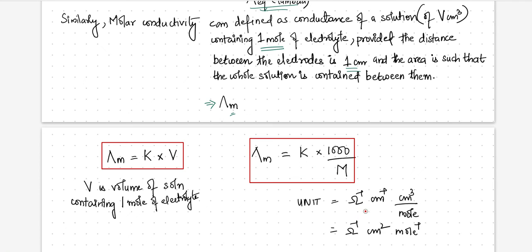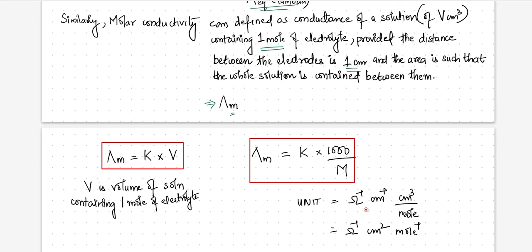Again, if you try to write the units, the conductivity unit is per ohm per centimeter. This is 1000 centimeter cube divided by molarity. Therefore, we are talking in terms of mole. So the units reduce to per ohm centimeter square per mole. You can write this as Siemens also, and when it is converted to SI units, you just have to change the centimeter square to the meter square.